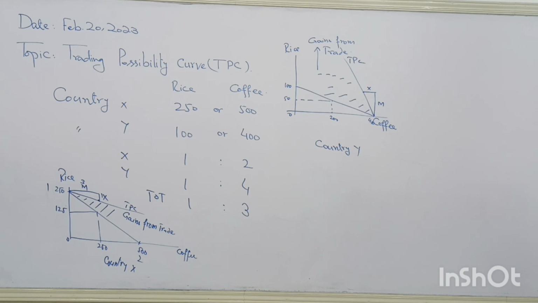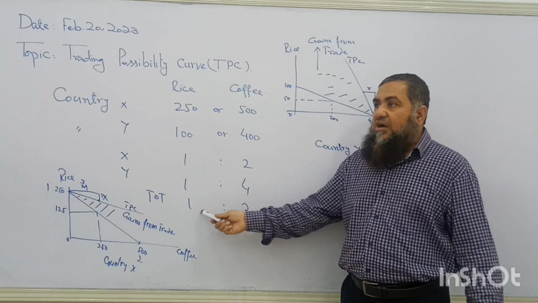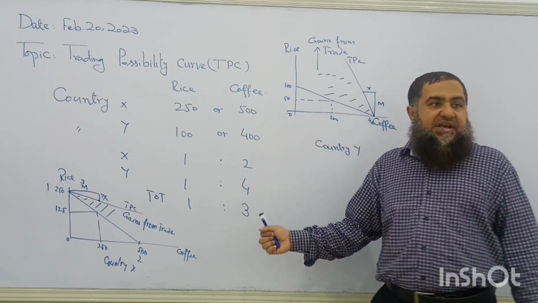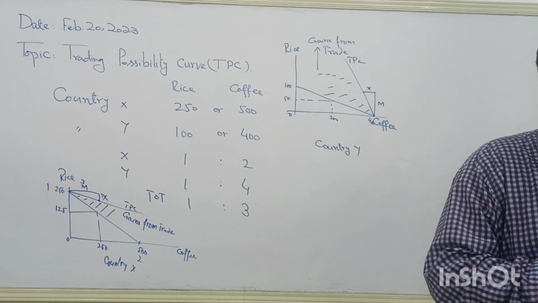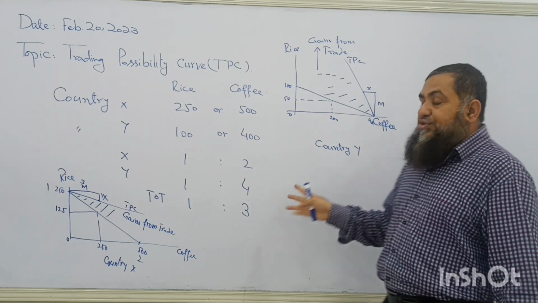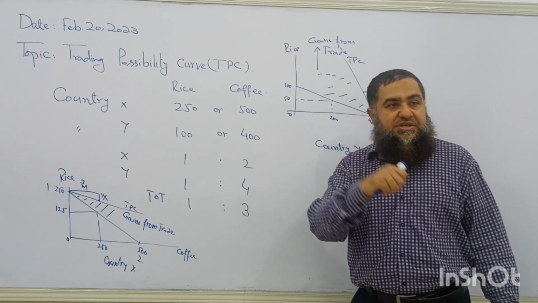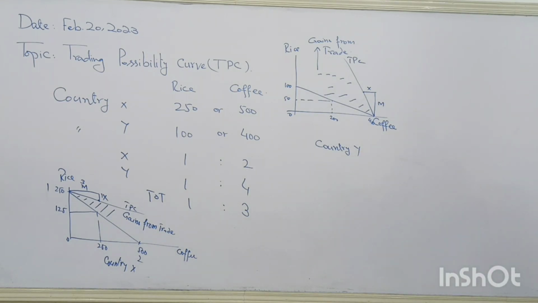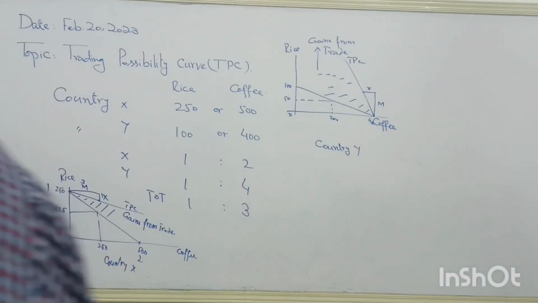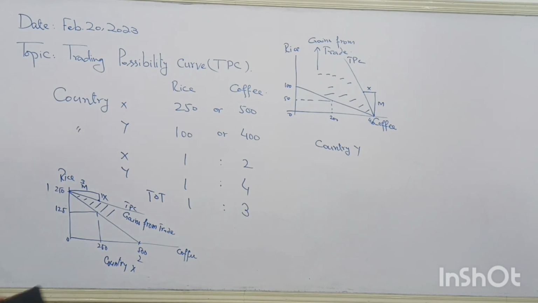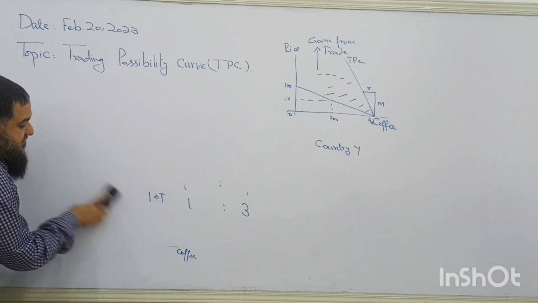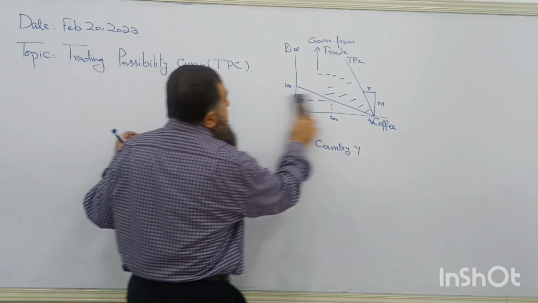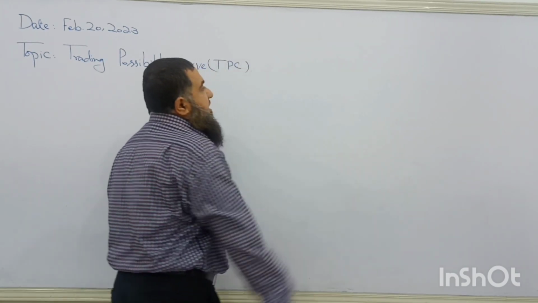Clear? Now this is the trading possibility curve in terms of the goods. I haven't taken the price of each good over here. I have explained the things with respect to the number of units traded between the two countries. Now, terms of trade basically comes under the monetary world, when countries are trading in terms of money instead of barter trade, that is, the exchange of goods with goods.